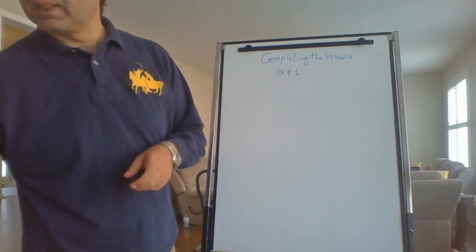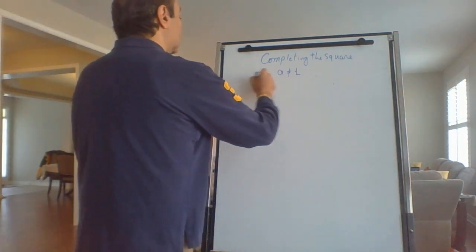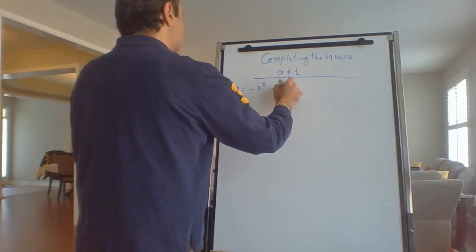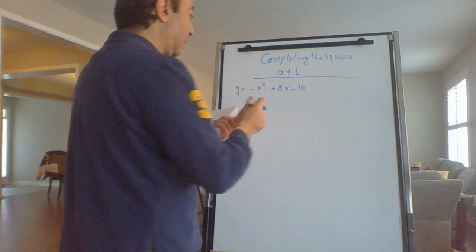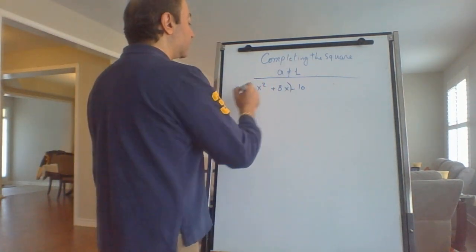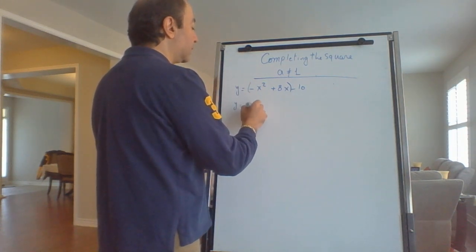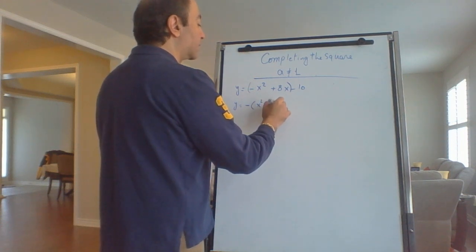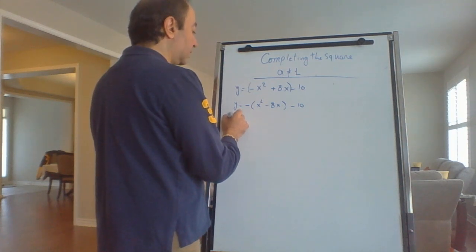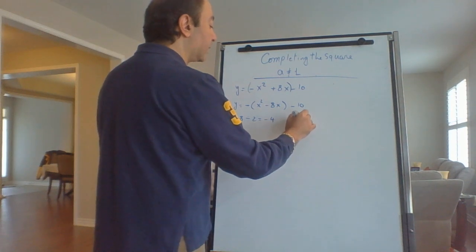So let us say I give you this quadratic: y equals negative x squared plus 8x minus 10. So I'm going to follow the steps. First step is group the first and second term. Second step, factor a out. So we factor the negative 1 out. Negative 1 times (x squared minus 8x) minus 10. Then we take the number in front of the x, doesn't matter, negative 8 divided by 2, that's negative 4. Then we square it.